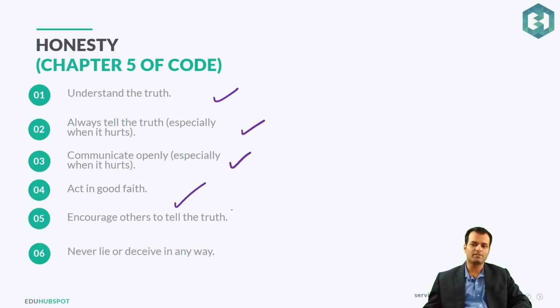Act in good faith, encourage others to tell the truth. If your colleague is applying for a PMI application, and if you know that he or she is not being honest enough, then you should be the one who goes against it and complains about it. Never lie or deceive in any way. Please make sure, again, it's the same thing. In the end, it's all about truth and honesty. You have to be honest for doing the right thing.